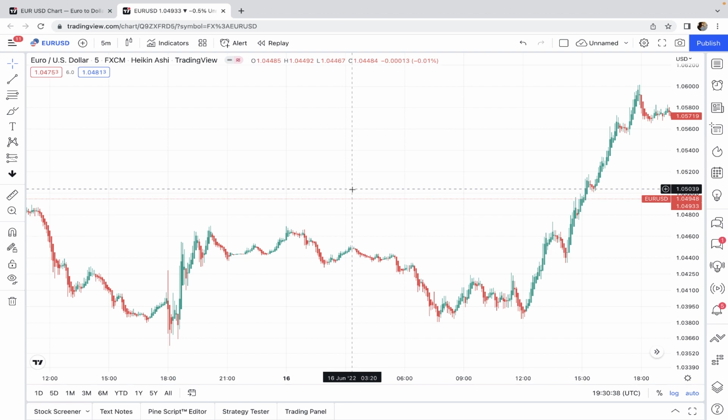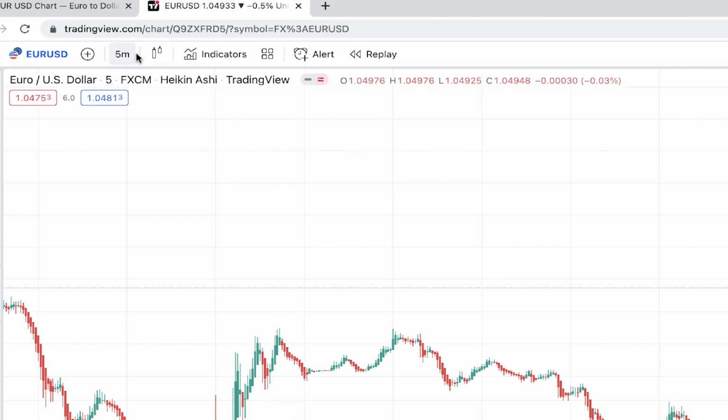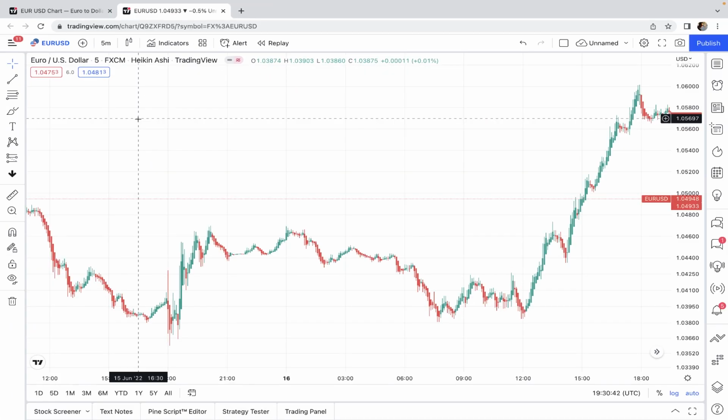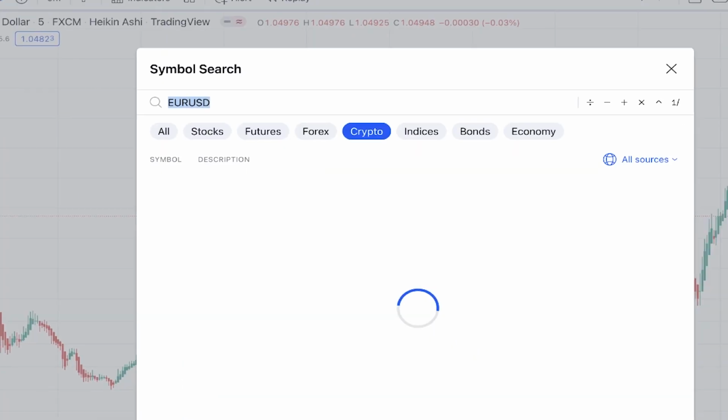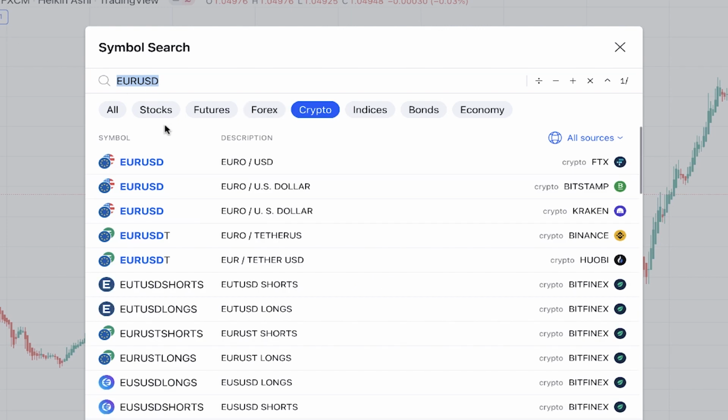Alright, this is a 5-minute scalping strategy. So here we set the chart time frame on 5 minutes. This is the price chart of Euro to USD, but you can use this scalping strategy on any other asset, whether it's Forex, crypto, or stocks.